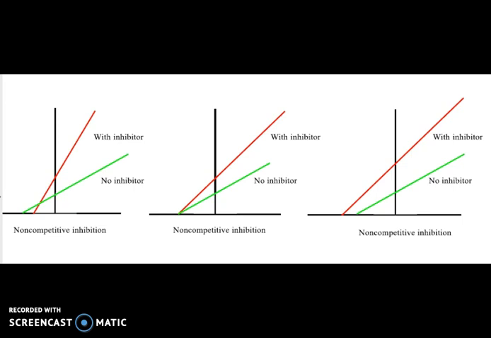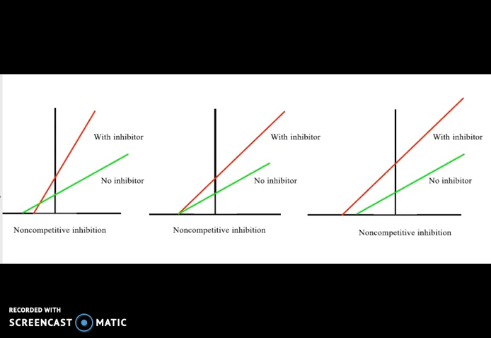In the center graph, the 2 plots with and without inhibitor intersect at the x-axis. This indicates that the inhibitor binds to the enzyme and to the enzyme substrate complex with equal affinity. In this case, alpha equals alpha primed, and Km with and without the inhibitor are the same.